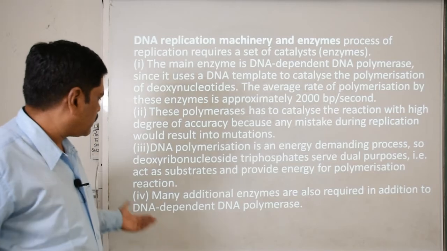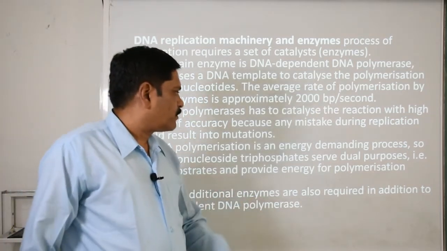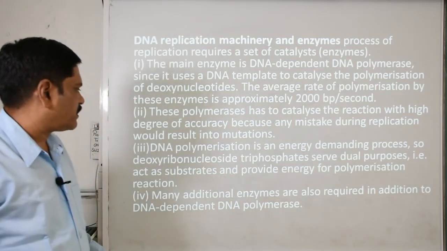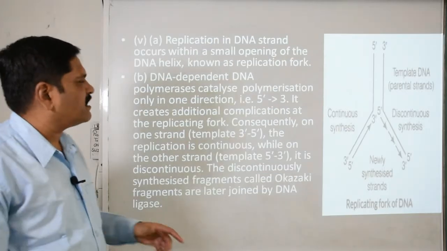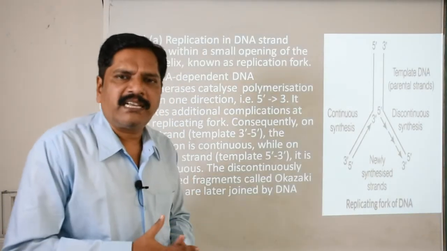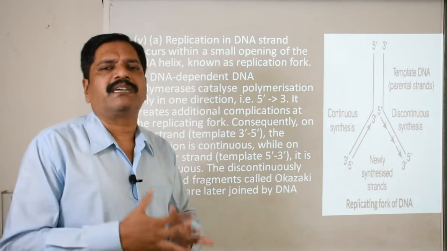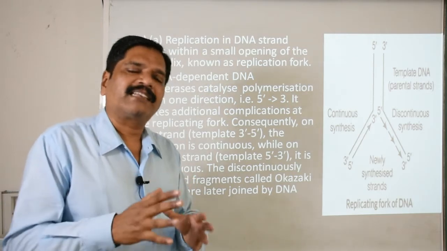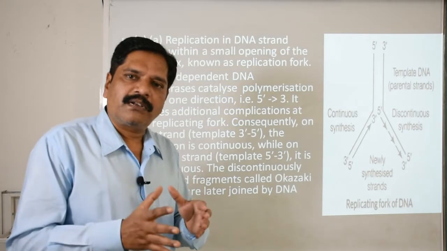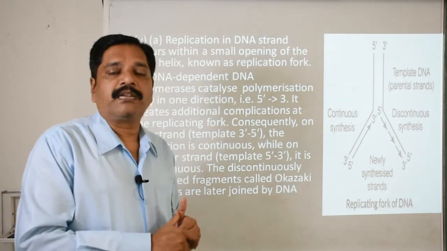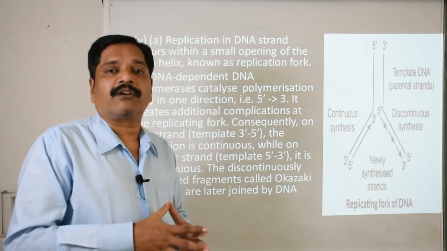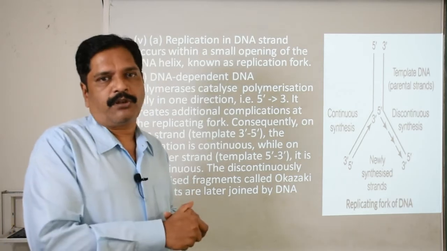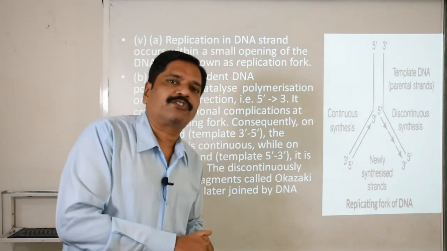Second, many additional enzymes are also required in addition to DNA dependent DNA polymerase, that is helicase, gyrase, replicase, polymerase. These are accessory, supporting in nature. They are not basically required, but they are helpful in the process of polymerization and replication of DNA.